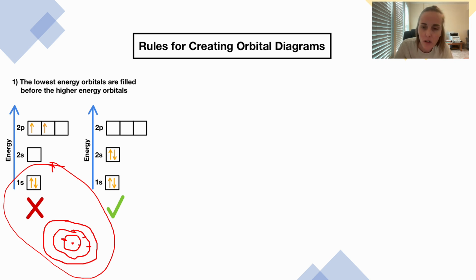They're going to fill closer to the nucleus before they're way out here. So this graphical representation of where your electrons are is going to show that. So we're not just going to skip this energy level here.